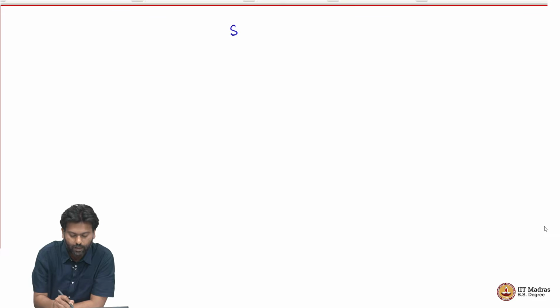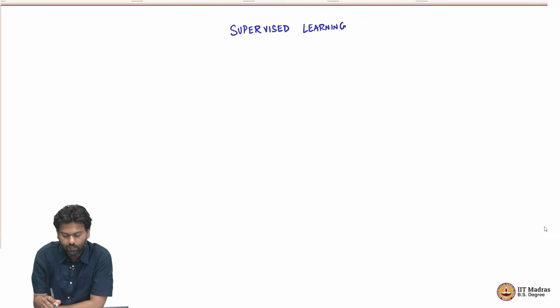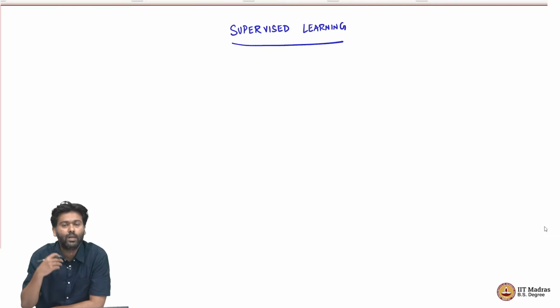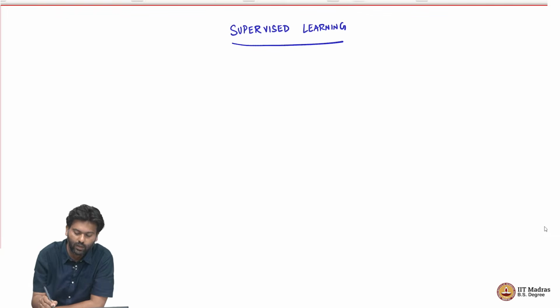What we are going to do from now on is look at another important paradigm in machine learning, which is also a supervised learning paradigm. But the problem that we are going to look at is much more popular and much more applied. This is the problem of classification, and this also falls under supervised learning, as we have seen earlier. So we will start looking at the problem of classification.